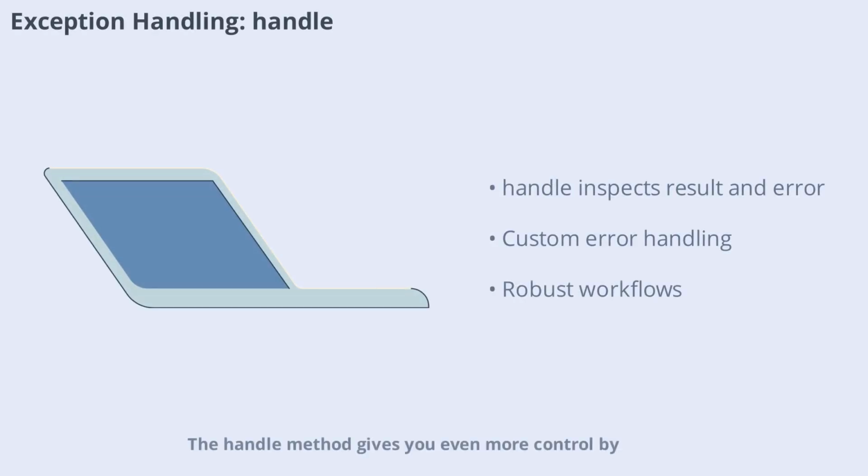The handle method gives you even more control by allowing you to inspect both the result and any exception. You can decide how to proceed based on whether the computation succeeded or failed. For example, you might log an error and throw a custom exception if something goes wrong, or simply return the result if everything is fine. This method is powerful for robust error handling in complex workflows.